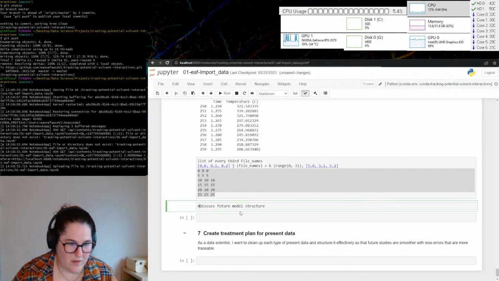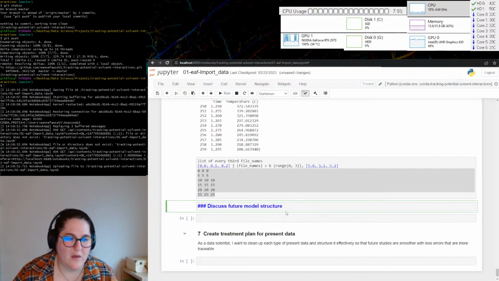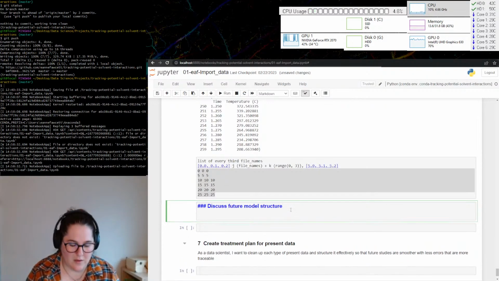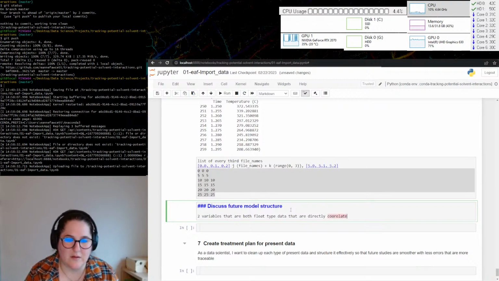And we want this to be a header. Okay, so we have two, this is our raw data starting point. We have two variables that are both float type data that are directly correlated.